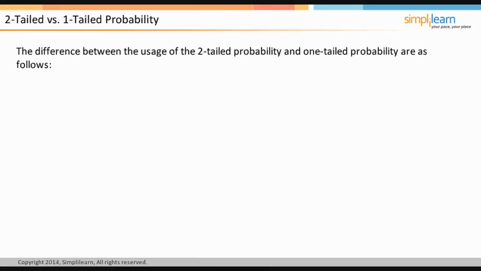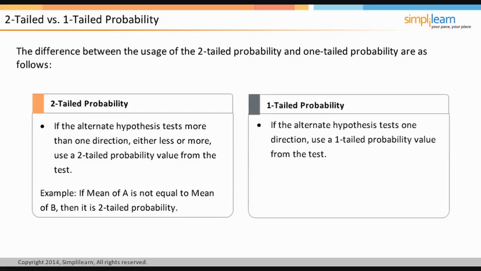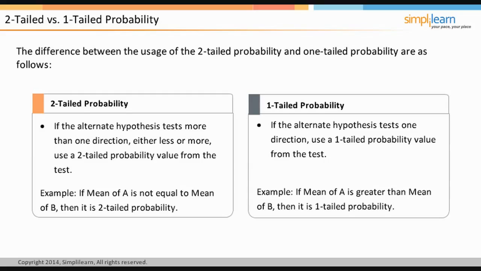Two-tailed probability and one-tailed probability are used depending on the direction of the alternate hypothesis. If the alternate hypothesis tests more than one direction, either less or more, use a two-tailed probability value from the test. Example, if mean of A is not equal to mean of B, then it is two-tailed probability. If the alternate hypothesis tests only one direction, use a one-tailed probability value from the test. Example, if mean of A is greater than mean of B, then it is one-tailed probability. In the next screen, let us look at the two-sample independent t-test results and interpretations.